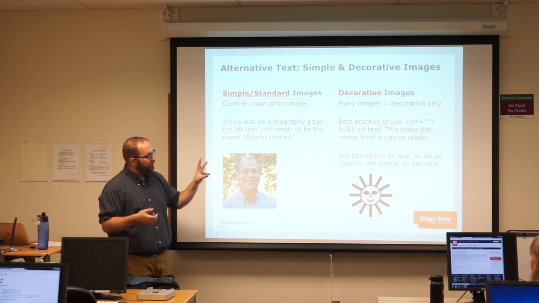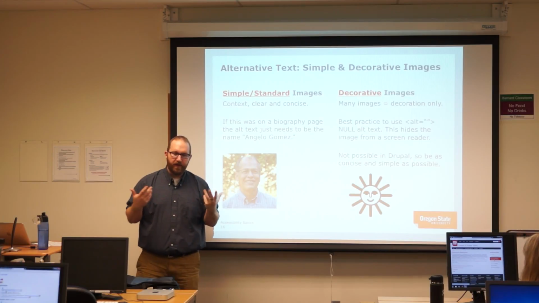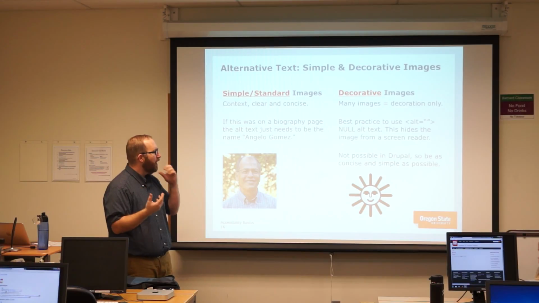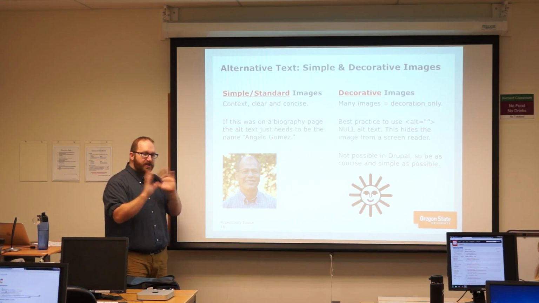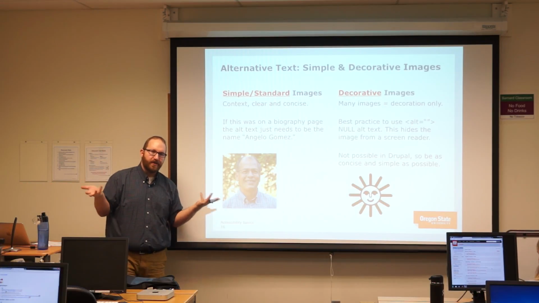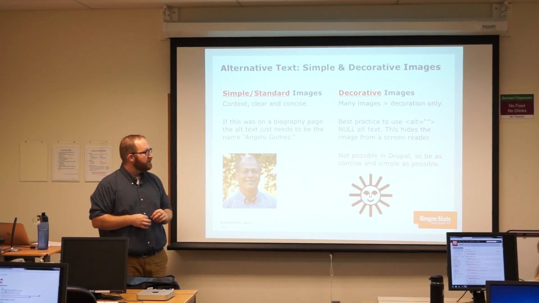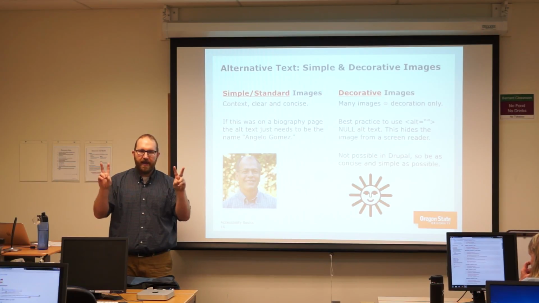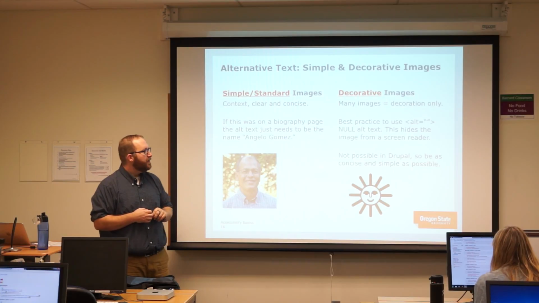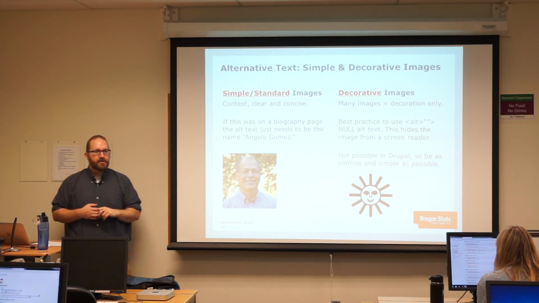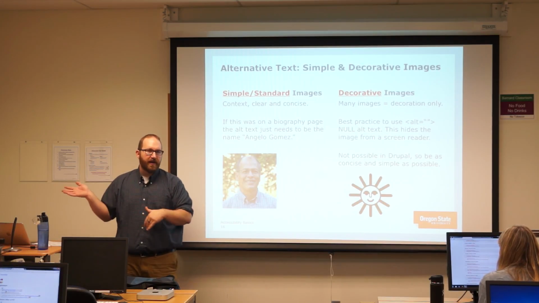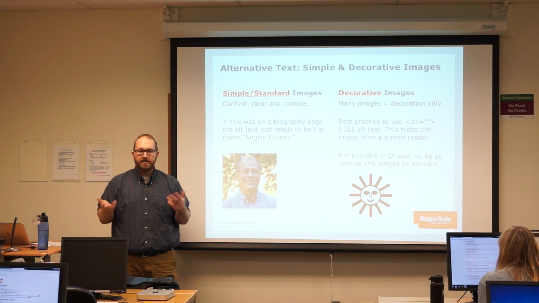So a decorative image. I have an example here of one of the OSU brand icon images of a sun. If an image is just for decoration, it isn't meant to convey any meaning whatsoever to somebody, it's just visual interest, then the best practice is to use what's called a null alt text, which is just an empty alt text. You still provide an alt tag, you just leave it empty. What that does is it hides it from the screen reader, so if you were actually navigating on a page, it just skips over all the decorative images, which makes it easier to navigate the site.